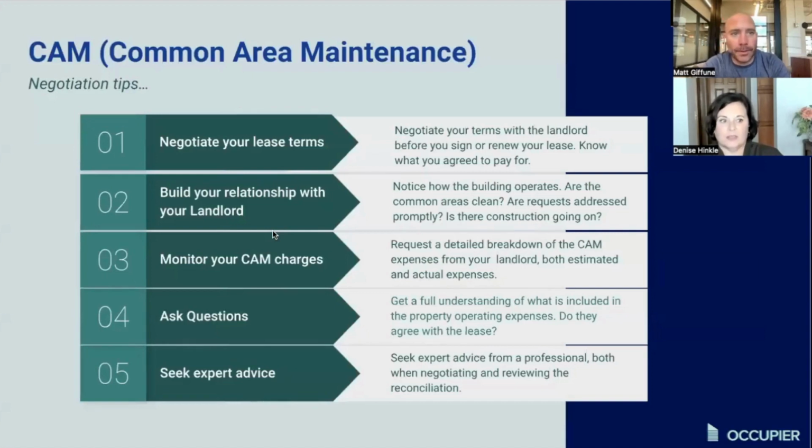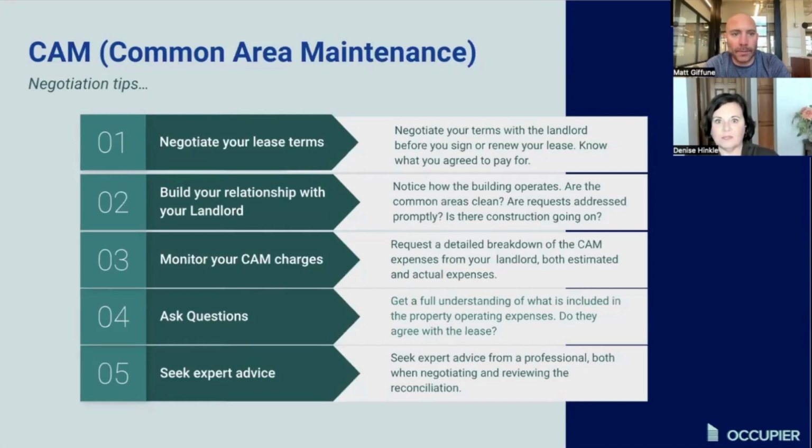Which brings us into our tips on the negotiation side, right? So tip one here is negotiate every term of your lease. You should know all of this before you sign or renew your lease. When you're going into the renewal period, look at the lease again. Maybe you missed something, or maybe there's some language that could be improved, or something that you can cut out of the expense budget that was previously being charged for.